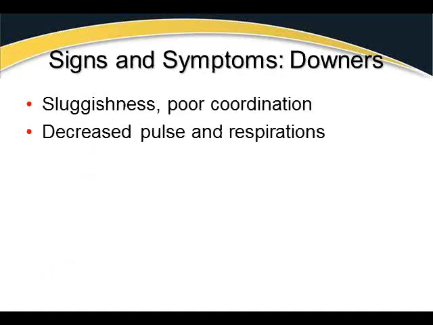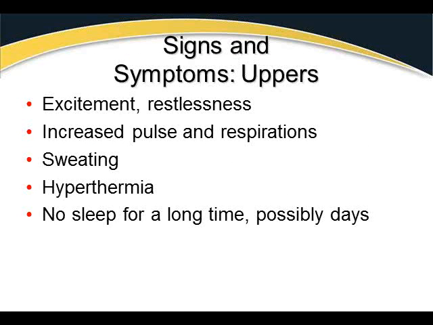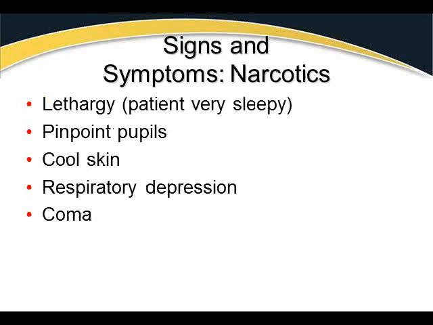So signs and symptoms of downers: sluggishness, poor coordination, decreases in pulse and respiration. Uppers, on the other hand, are very excited or restless, and usually will have an increased pulse rate and respiratory rate, maybe hypertensive. Sweating is common, and hyperthermia as well. Sometimes they don't sleep for days. Think about people on meth. They may go days and days without any sleep. Narcotics, they typically become very lethargic. They'll have the pinpoint pupils, cool skin, respiratory depression, and a coma.